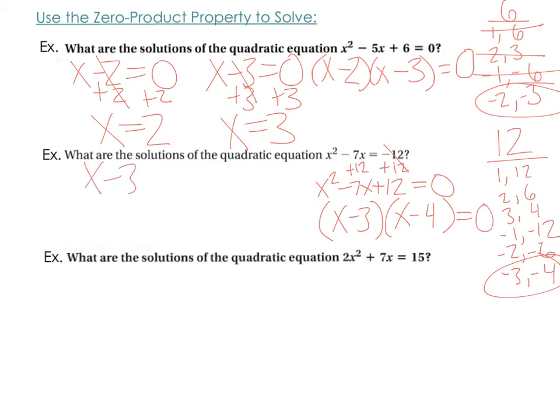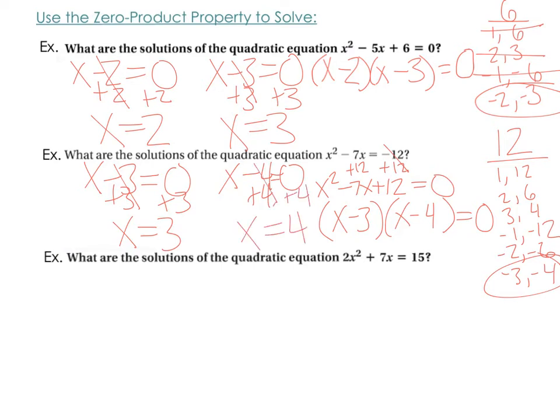And then again, setting them equal to 0 individually and solving. So I'm going to add 3, and I end up with x is equal to 3. Add 4 here, I end up with x is equal to 4.